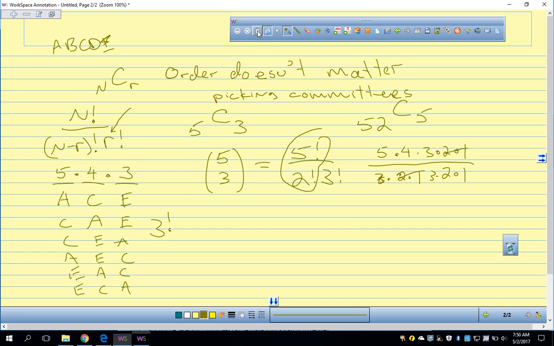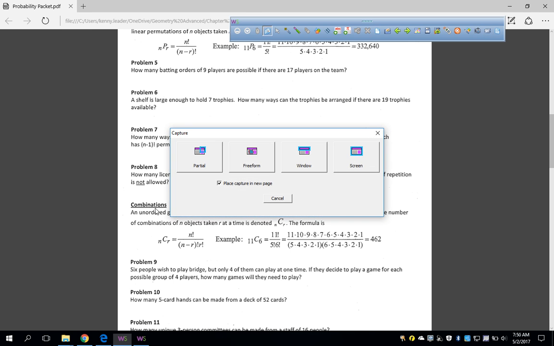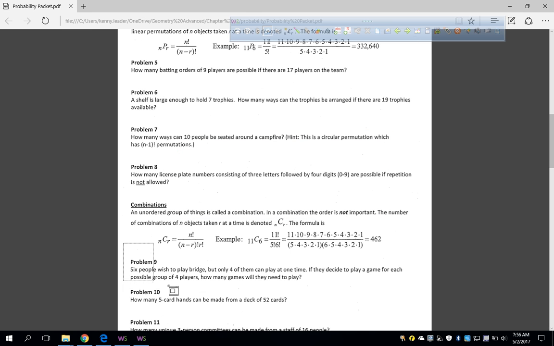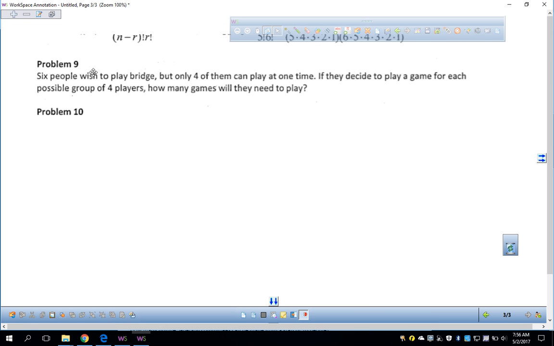Where's an example on that sheet? Okay, so where's another example? 6 people wish to play bridge, but only 4 of them can play at one time. If they decide to play a game with each group of 4 players, how many games will they need to play?